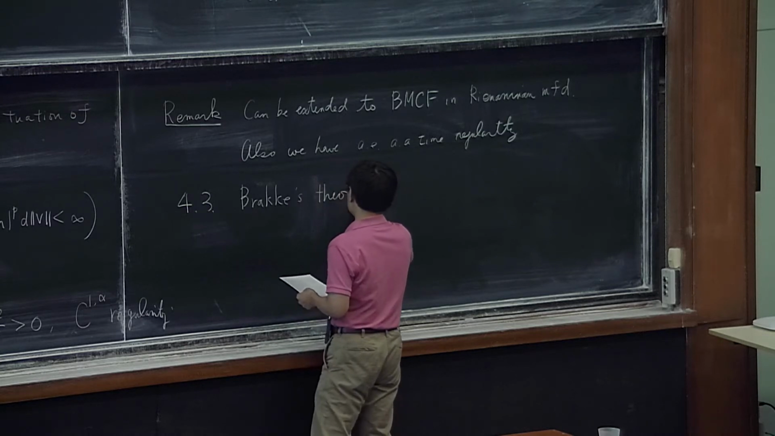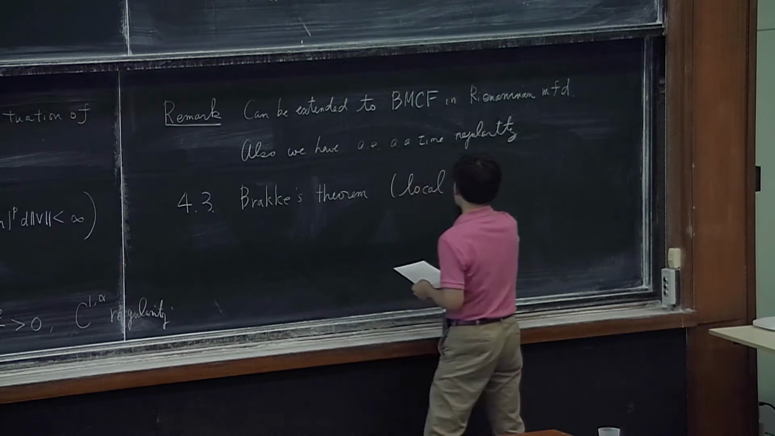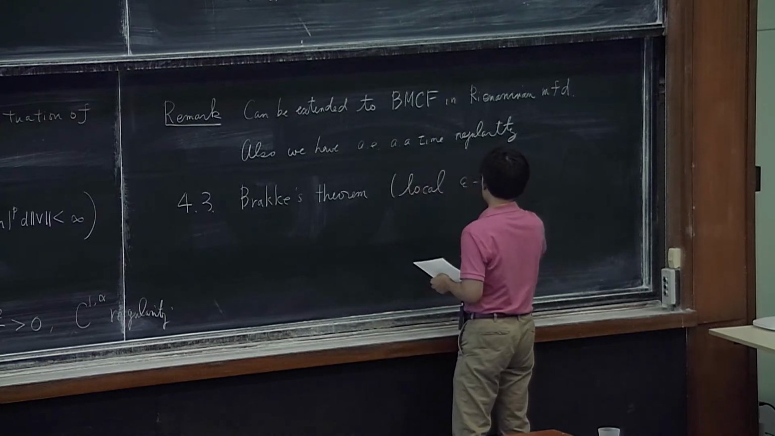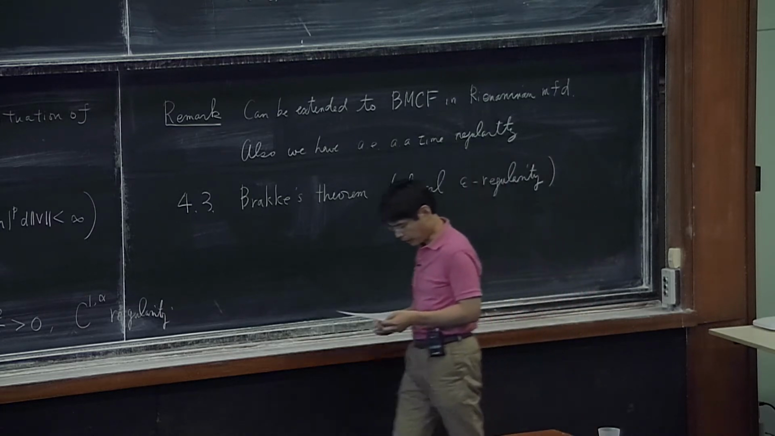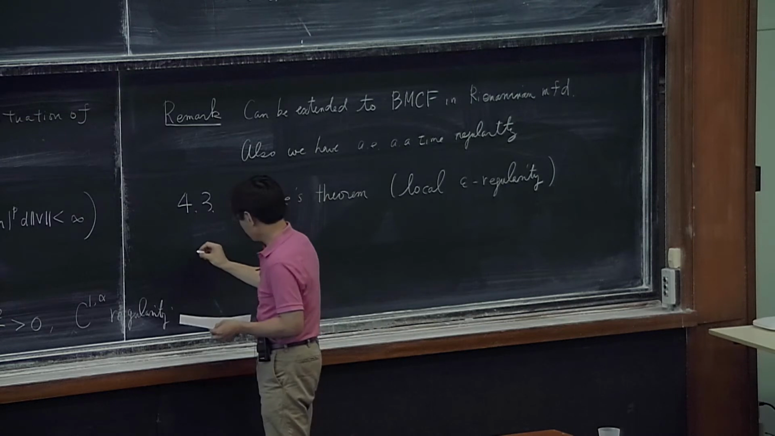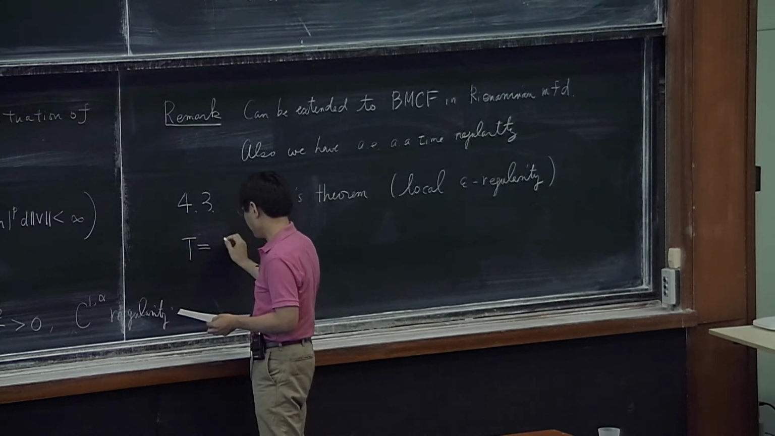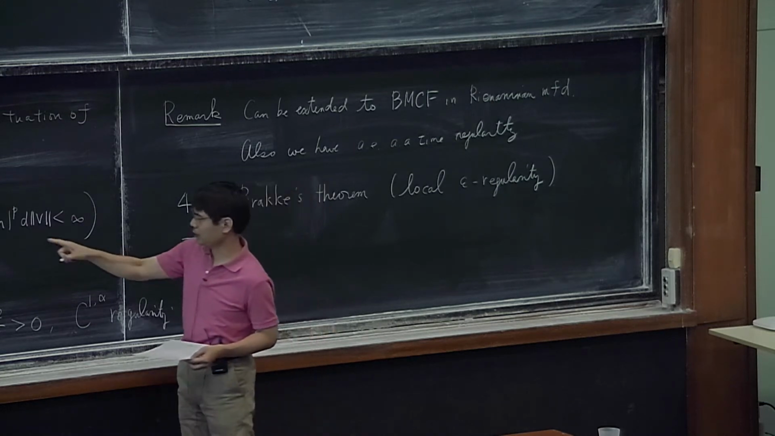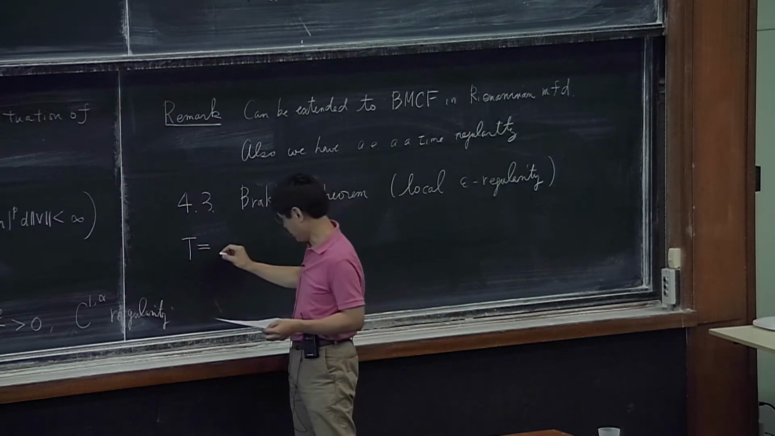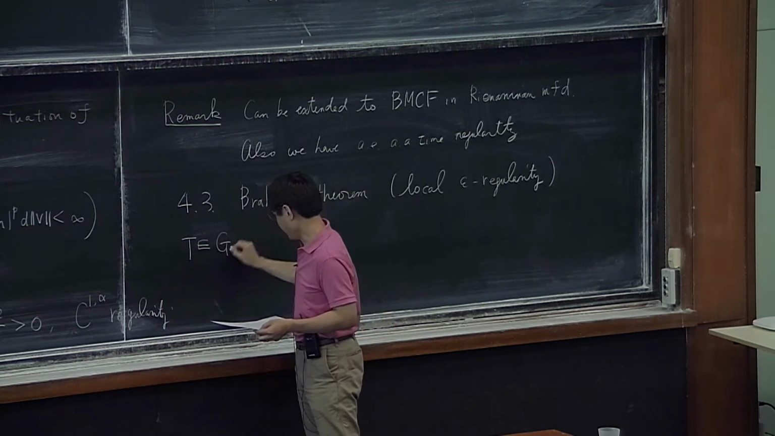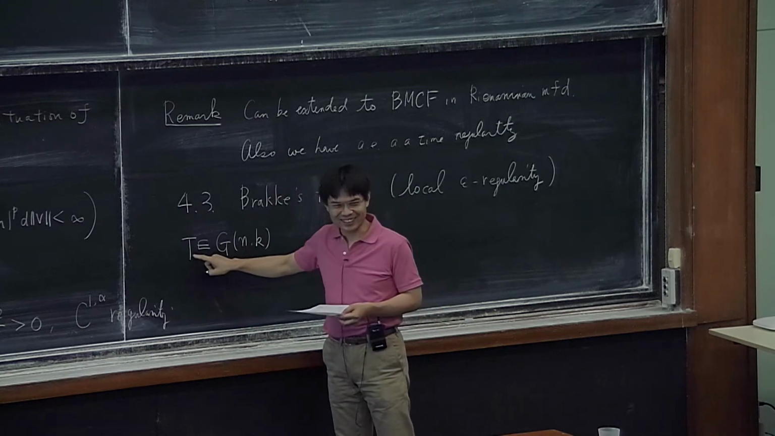So this is actually the key step. This is the local epsilon regularity statement. To do this, I need a bit of notation. Let T be a k-dimensional plane. Sorry, I had just used t as time already, but this capital T is not time anymore.